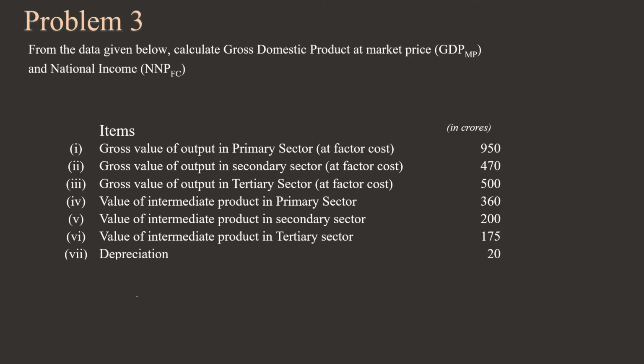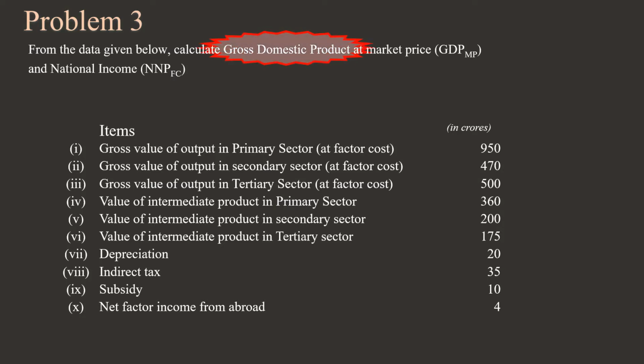Depreciation, 20 crores. Indirect tax, 35 crores. Subsidy, 10 crores. Net factor income from abroad, 4 crores. You are to calculate GDP at market price and NNP at factor cost.